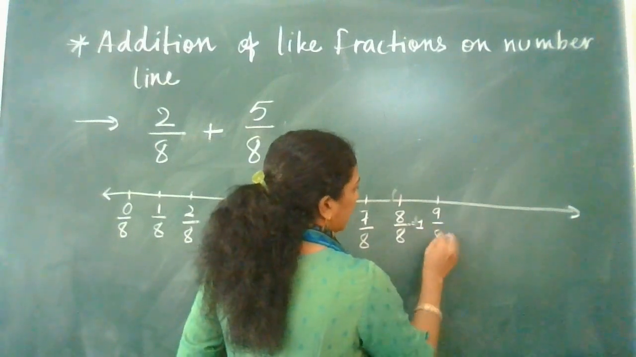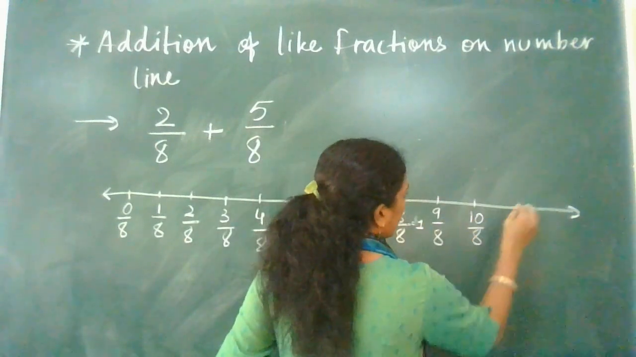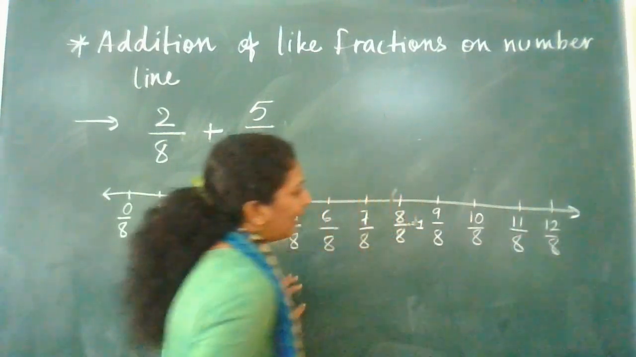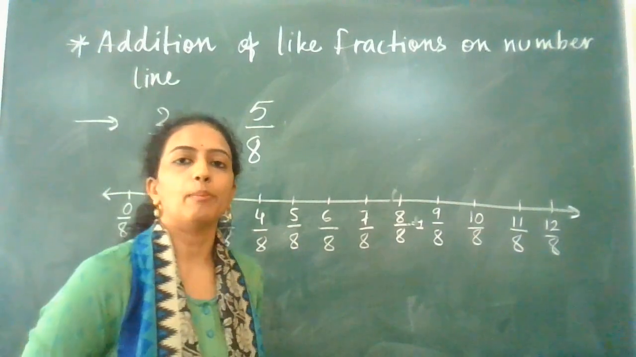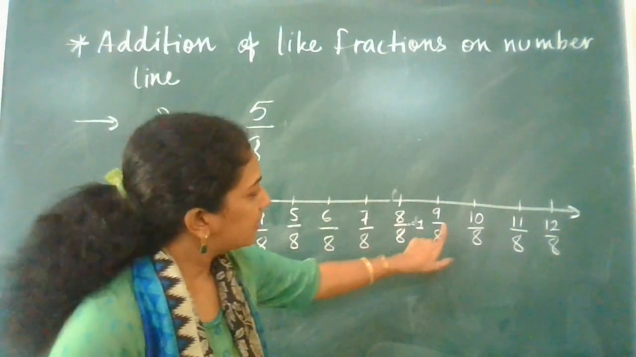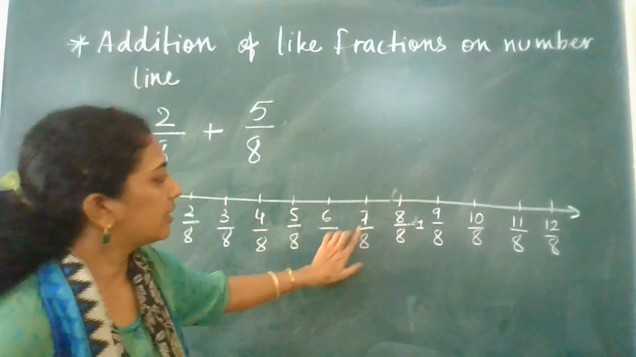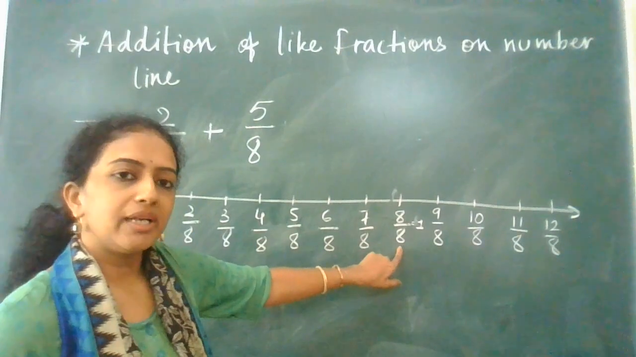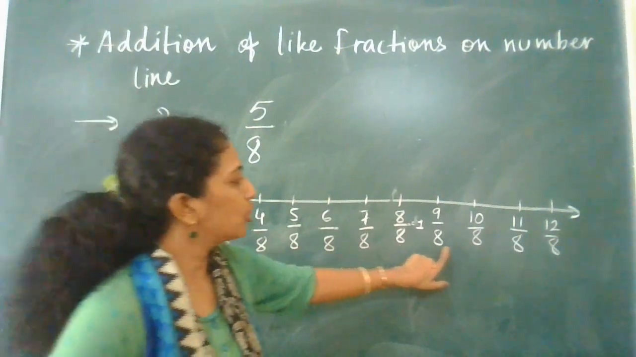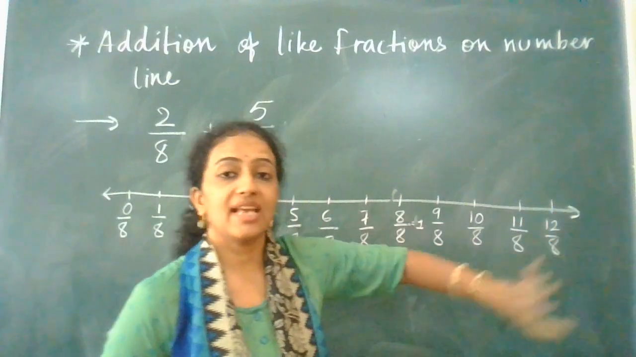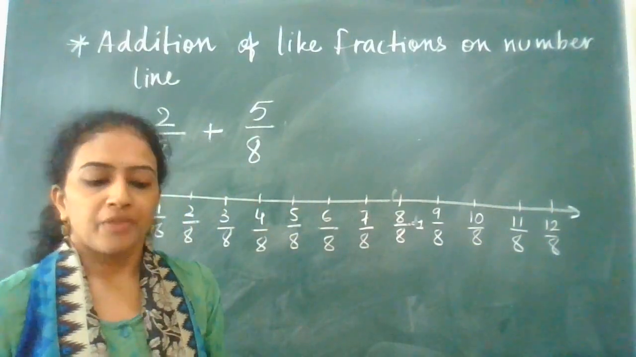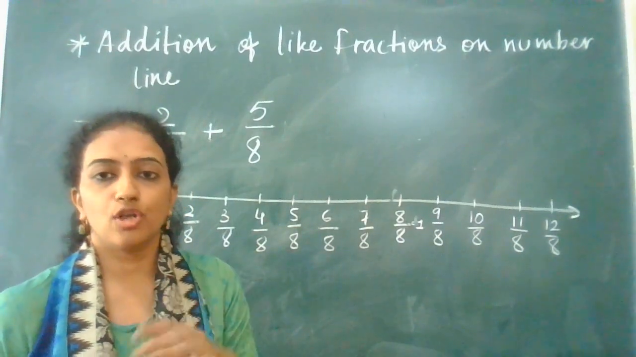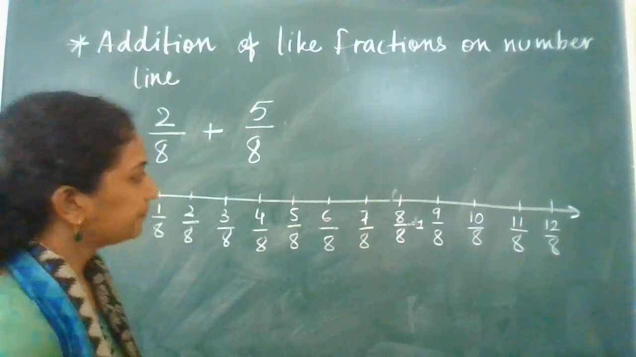So 9 upon 8, 10 upon 8, 11 upon 8, 12 upon 8. As we all know, you can understand that these are improper fractions. Till here it is a proper fraction because the numerator is smaller than the denominator. From here it has started becoming an improper fraction. These improper fractions can be converted into mixed numerals. So this way you can observe the types of fractions wherever you deal with fractions.